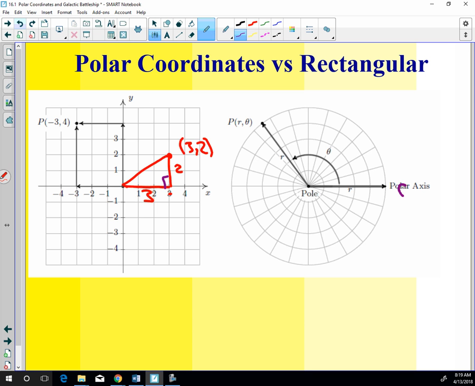Well, this is going to be 0. This is going to be 90 degrees. You can see 1, 2, 3, 4, 5, 6. So this would be my pi. This would be your pi over 3, and this would be your pi over 4, and this would be your pi over 6, pi over 3.